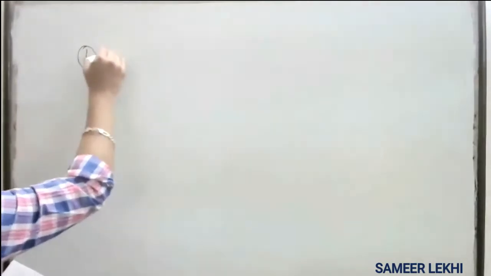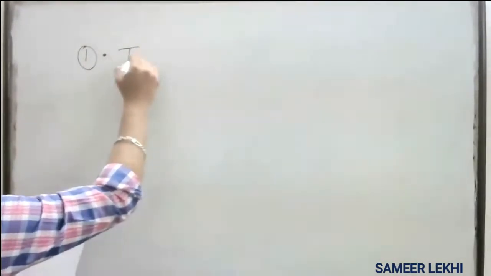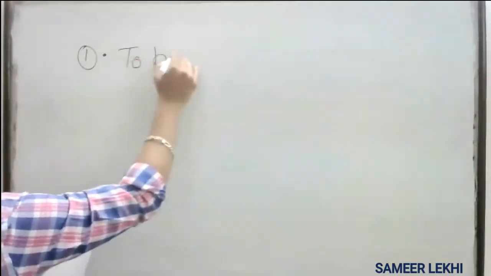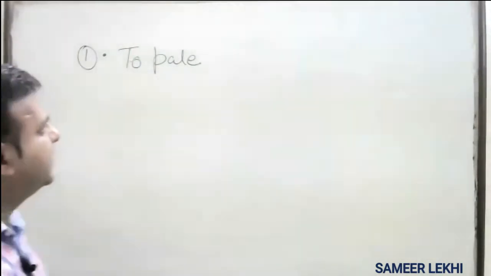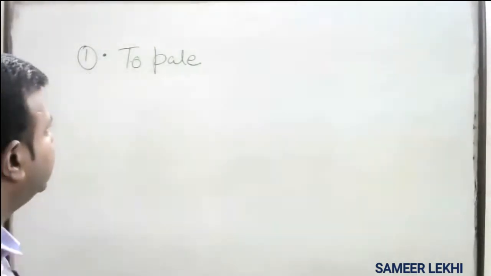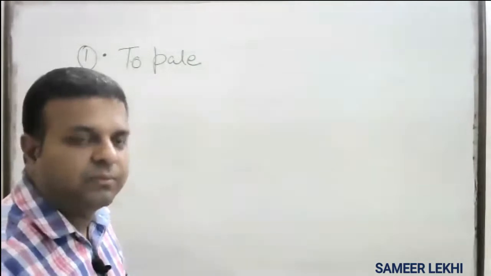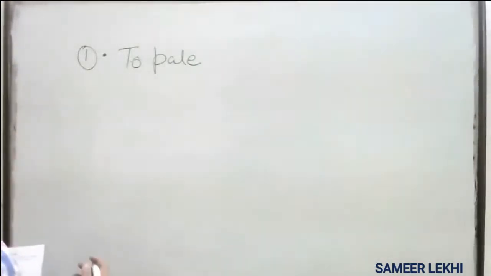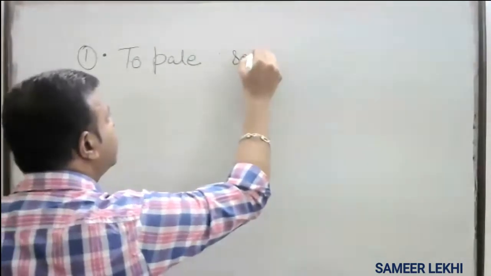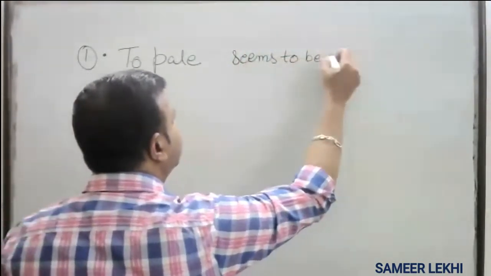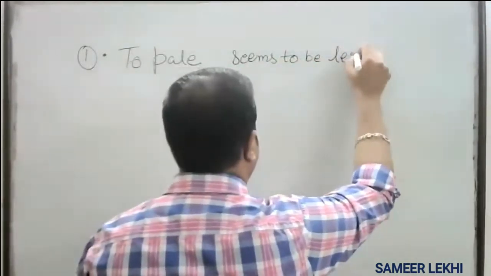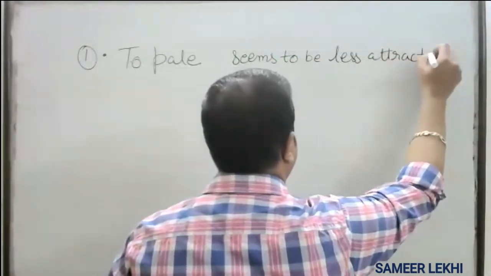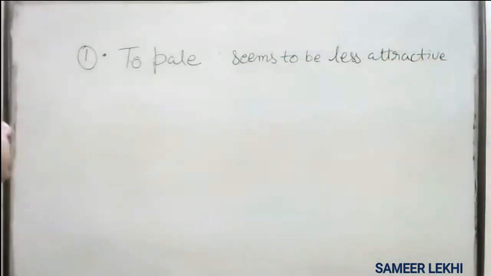Number one, to pale. To pale, now we are going to use as a verb here. Now, to pale means obviously it's fading, right? So it means that it seems to have less interest. To pale seems to be less attractive.